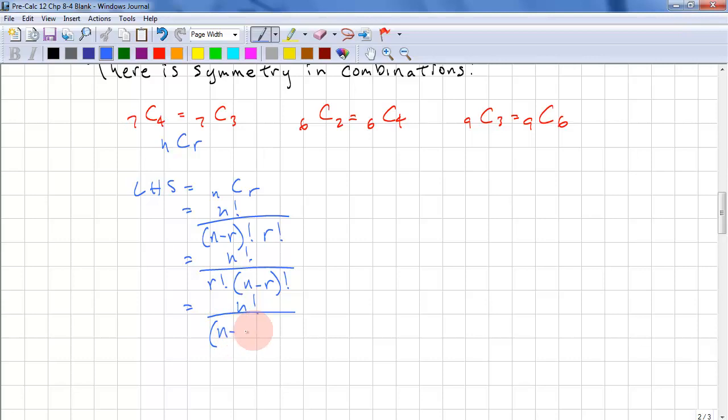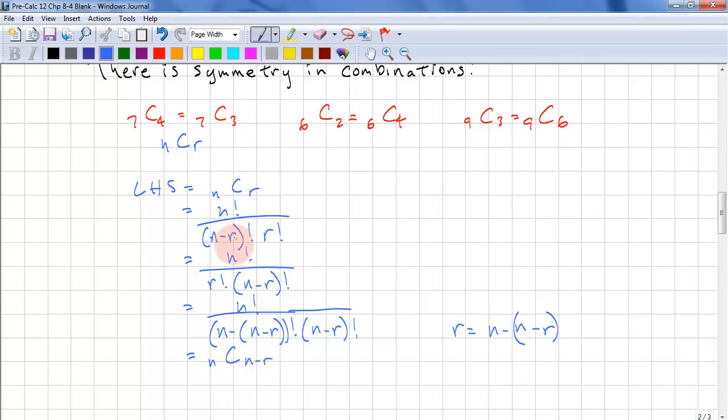We have n minus r factorial, and we have n minus r factorial. So you need to see here that our new r is n minus r. So n minus n is 0. We have a minus minus r, and that's r. Now this equals n choose n minus r.